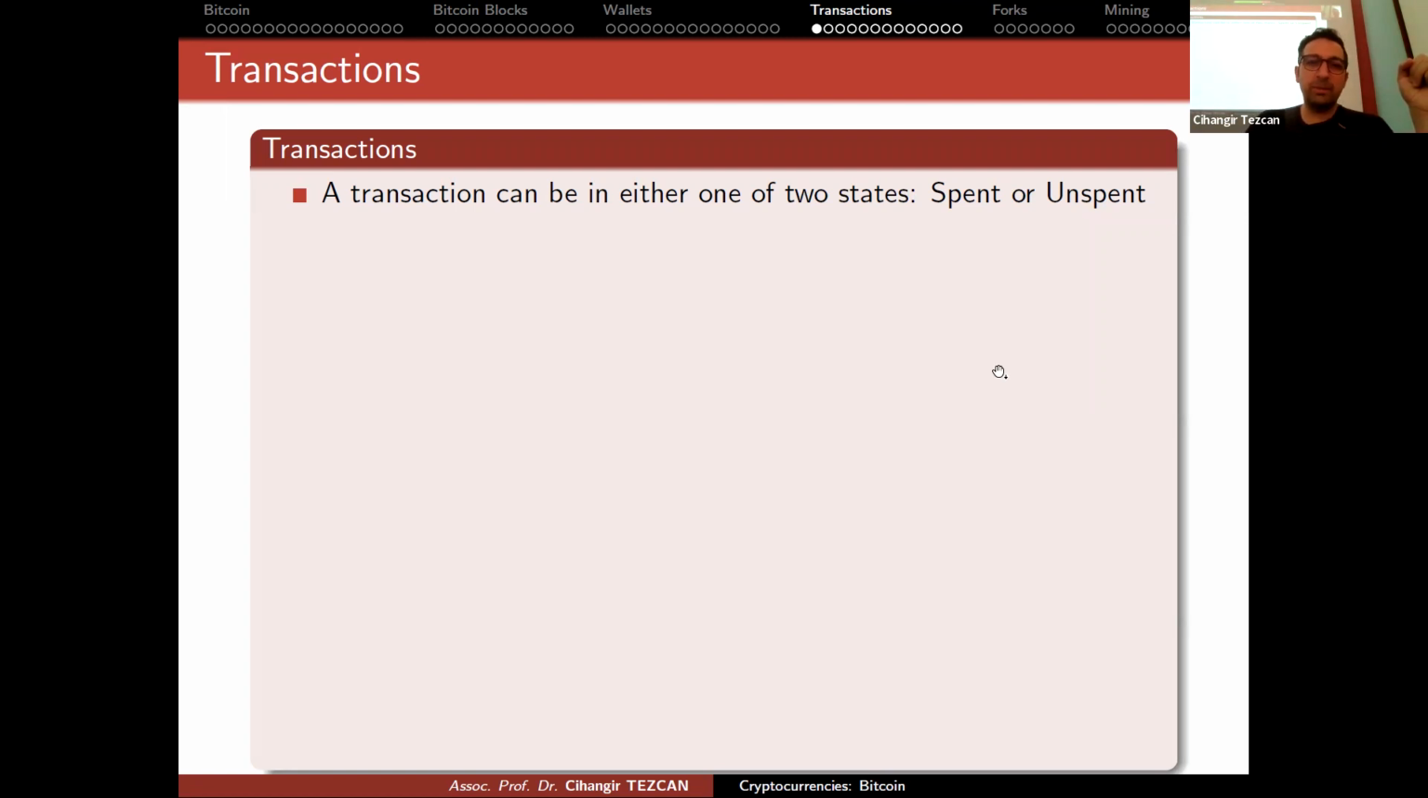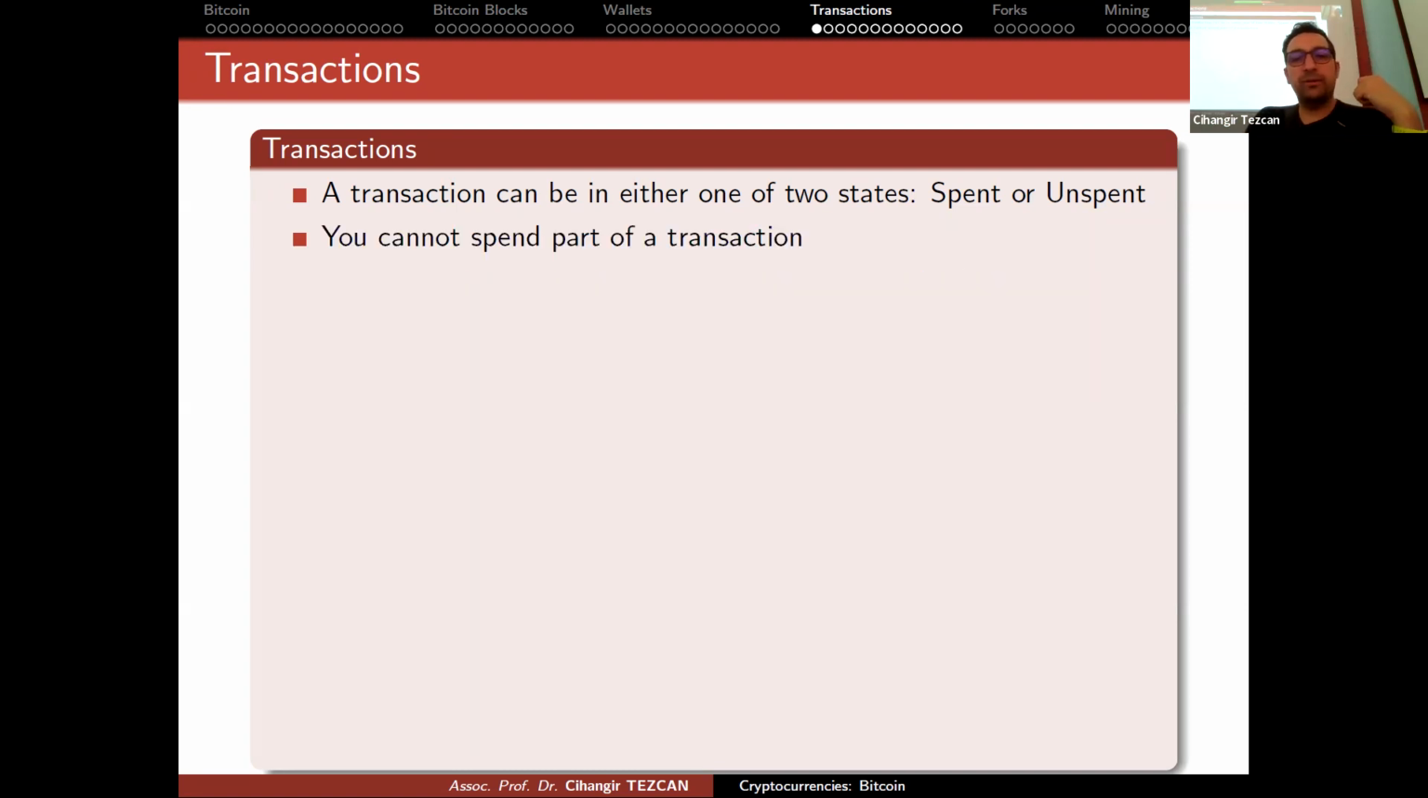A transaction can be in either one of two states, spent or unspent. This is actually valid for almost every cryptocurrency. So once you transfer Bitcoin ownership to somebody else, when you look at it on the blockchain, next to it you will see that it is either spent or unspent. Once it is spent, you don't need to deal much with it because it's spent in a future block, so you don't need to look at these previous transactions.